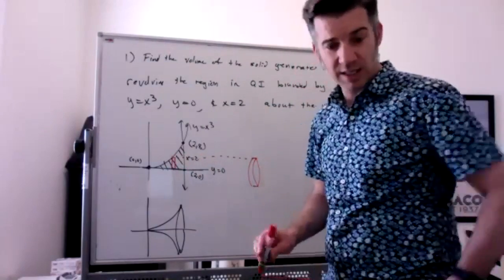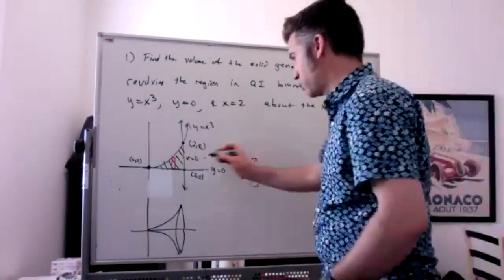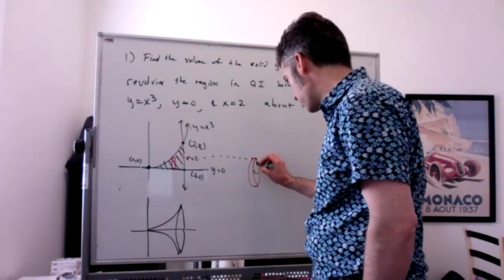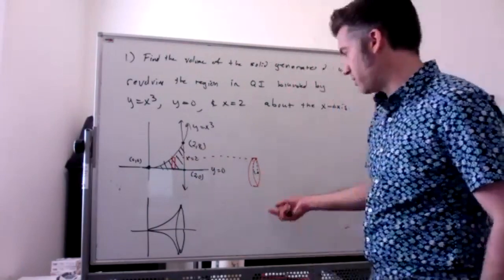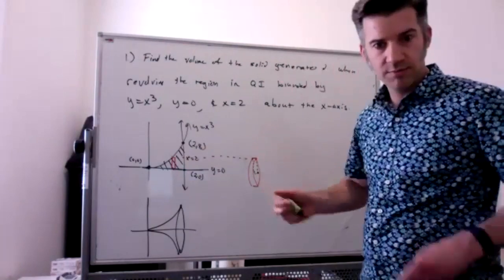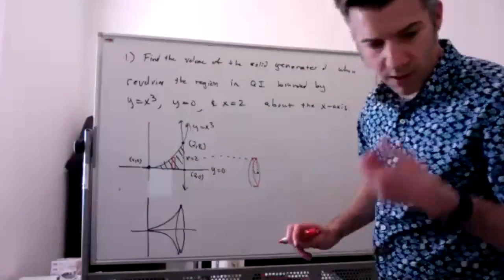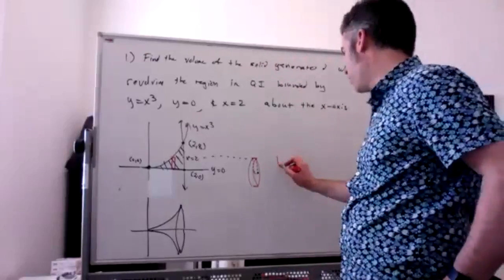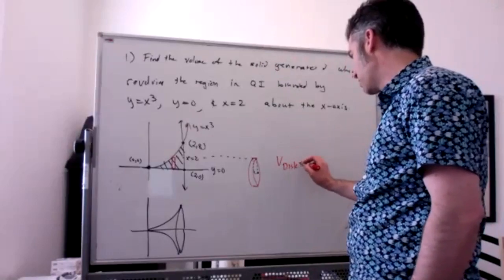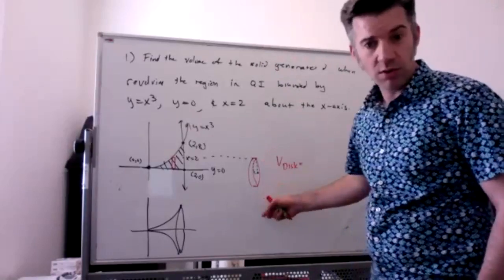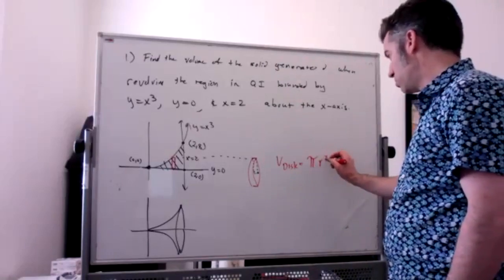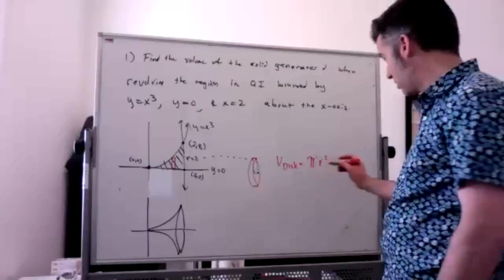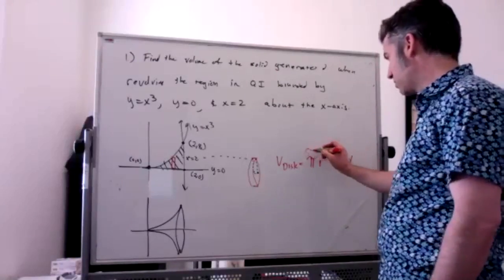When I rotate that strip around the x-axis, it's going to look like a little disc, right? That strip, which I'm going to draw in black here, and there's my little strip that's getting rotated around. The volume of this disc is equal to the area of that circle, pi r squared, times the thickness of the disc or the width of the disc, which is dx.